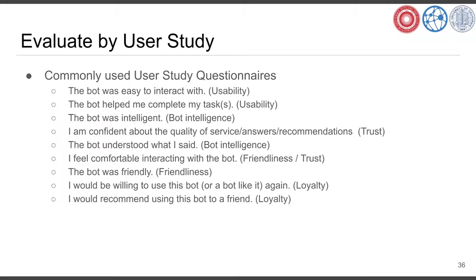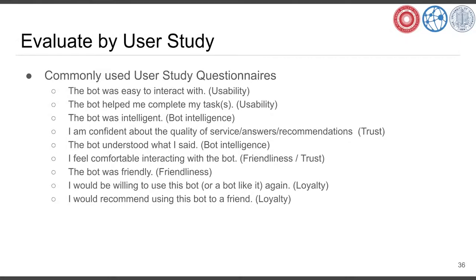And here are some examples of the user study or the questionnaire for experts. Here are possible questions we can consider. For example, the usability of this conversational recommender system. We may ask the expert whether the bot is easy to interact with, or whether the bot helps me to complete the task, like making good recommendations. And sometimes the expert may also be asked whether the bot is intelligent or talks like a human. And also, more importantly, the expert may be asked about loyalty, whether the expert will continue to use this bot again to do the recommendation, or whether the expert is willing to recommend the bot to a friend, etc. So here is an example of a questionnaire that can also evaluate the joint performance of a conversational recommender system.